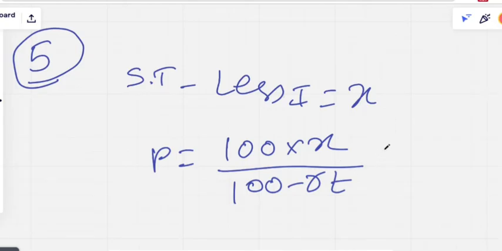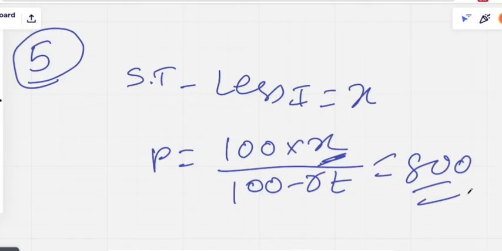So 100 into x. So x is nothing but here 560. In the question they are saying less than, so that is treated as x. So 100 into 560 by 70. If you calculate, the answer is going to be 800 rupees. So this is the simple solution I'm giving you. Okay. So do follow these tricks that I have shared with you. I hope this session is long, but it's very informative.